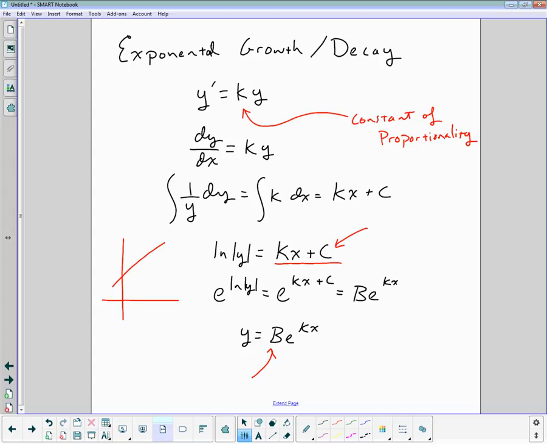Now, if x was time, so we're talking about how time progresses and how things change over time, which is pretty common, this would represent the amount of stuff, whether it be money or rabbits or isotopes, at time 0. So it's your initial starting amount. So this constant b is your initial amount. And that e is related to the growth of the species.